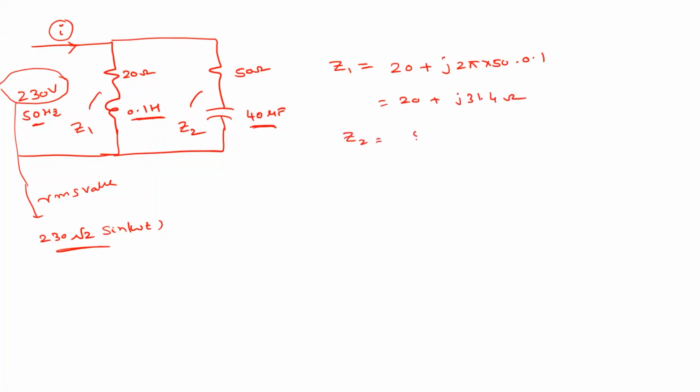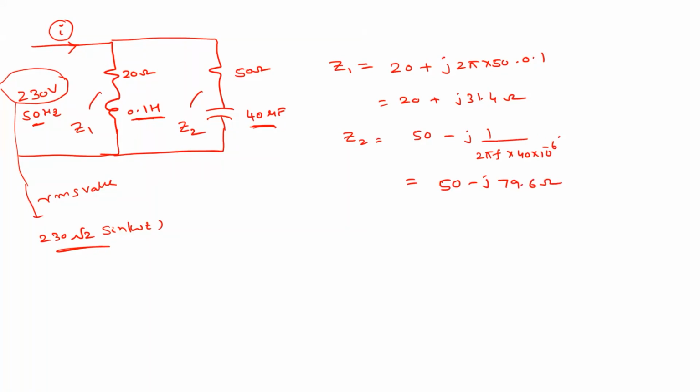So what is Z2? 50 minus j times 1 by omega C, right? That is 1 upon 2 pi f into 40 into 10 to the power of minus 6. So what is this value? It is approximately 79.6. Okay. Clear?